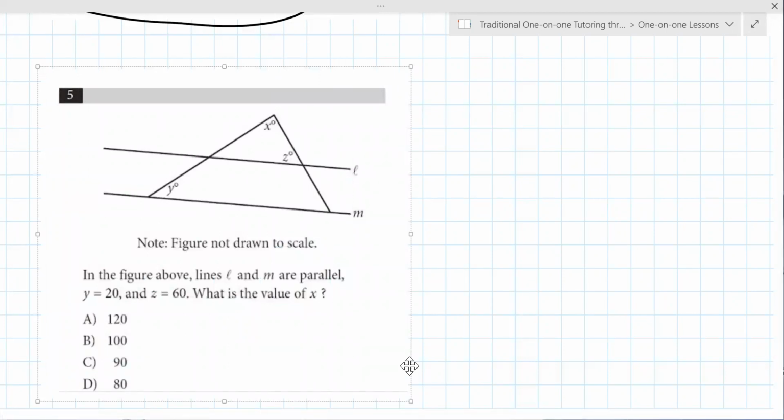Not drawn to scale. In the figure above, lines L and M are parallel. Y equals 20 and Z equals 60. What is the value of X?